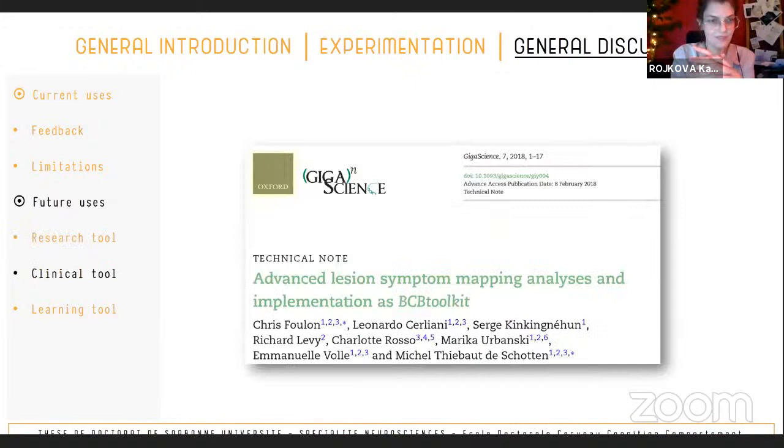But the future uses that we hope for this atlas, of course, again, we will implement the new version, to replace the previous one or to complement the previous one in the BCB toolkit. And we hope that the clinical uses that have been done so far will continue. It has been done for planning. It has been used for planning electrode placement in the brain, surgical procedures, etc.